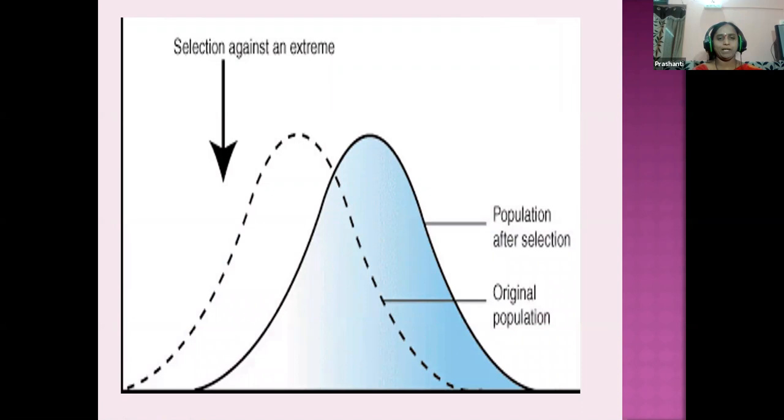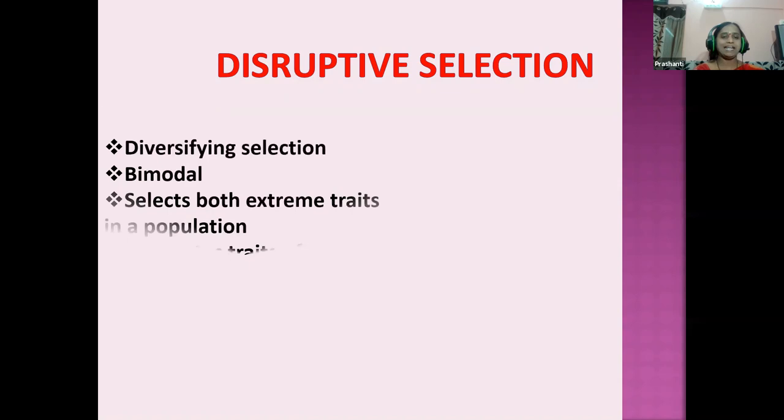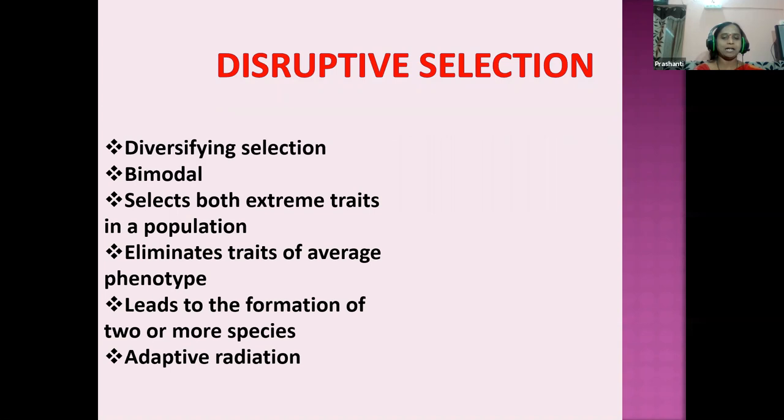Next comes the disruptive selection. This is also called centrifugal or diversifying selection. Here, nature selects the extremes. Both the peaks are being selected, so it is called bimodal. Both the extremes are selected and the intermediates are being eliminated. So, it leads to adaptive radiation.